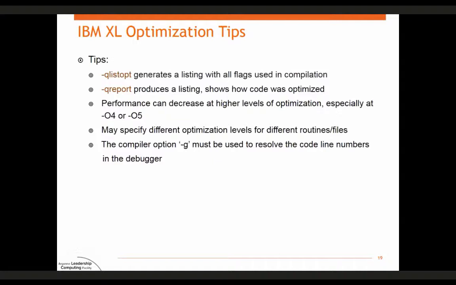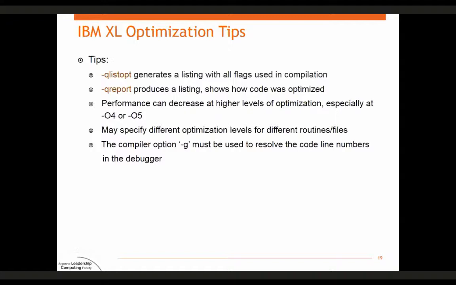So when you're using the IBM XL compiler, there are certain optimization tips. You can add in -qlistopt to show all the flags that were used in compilation of a given unit, and -qreport to give you a report on what the optimizer did. As previously mentioned, as you go up from O2 and O3 to O4 and O5, performance can actually decrease. It may be worth investing some time to see exactly what takes place as you raise optimization levels, and it may also be worthwhile invoking different flags to see exactly what may have slowed things down going up to O4 or O5.